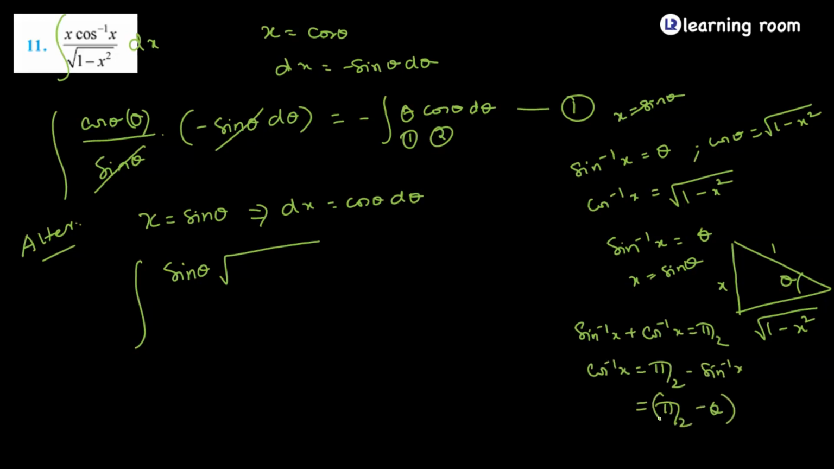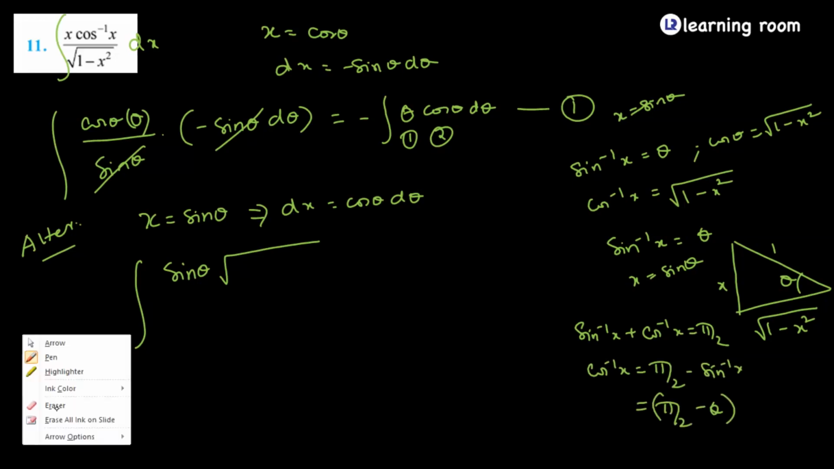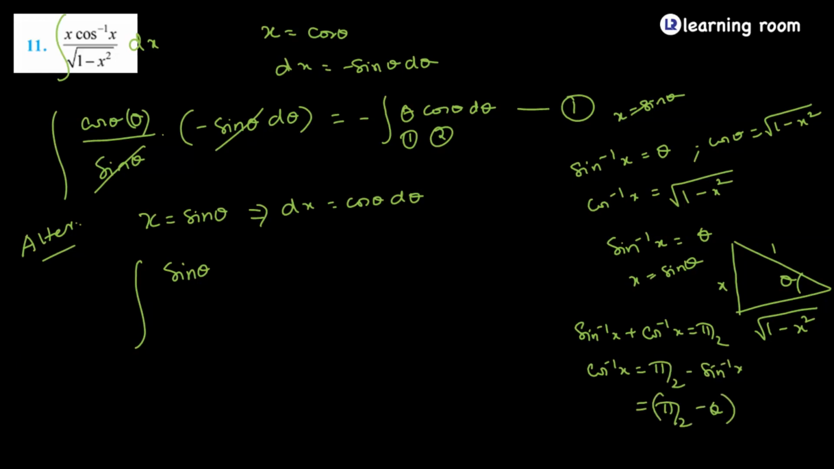In the sense, it will become sin theta into pi by 2 minus theta, the whole divided by root of 1 minus x square. Here, what is x? Sin theta. So 1 minus sin square theta is cos square theta, under a root it will become cos theta, into, what is the value of dx?